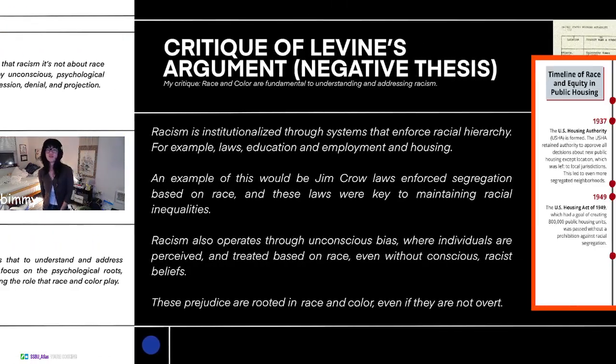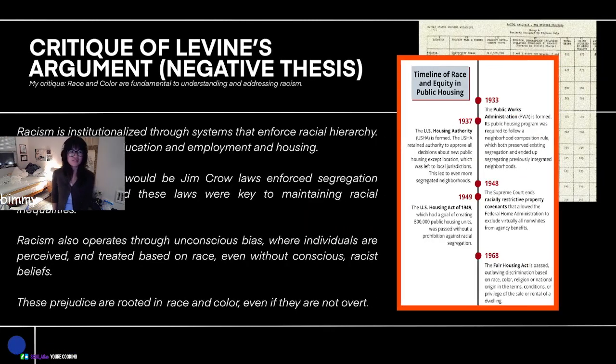On to my argument, the more important stuff. Here's my critique. Overall, race and color are fundamental to understanding and addressing racism, as they are the tools that perpetuate racial inequalities, both personal, individual, and systemic. Racism is institutionalized through systems that enforce racial hierarchy, for example, laws, education, employment, and housing.